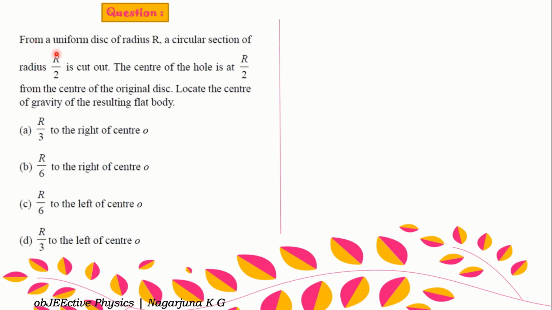Question. From a uniform disk of radius capital R, a circular section of radius R by 2 is cut out. The center of the hole is at R by 2 from the center of the original disk. Locate the center of gravity of the resulting flat body.